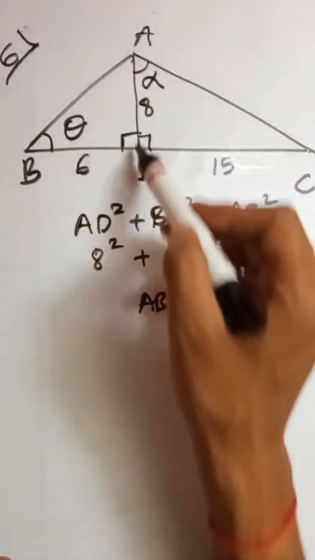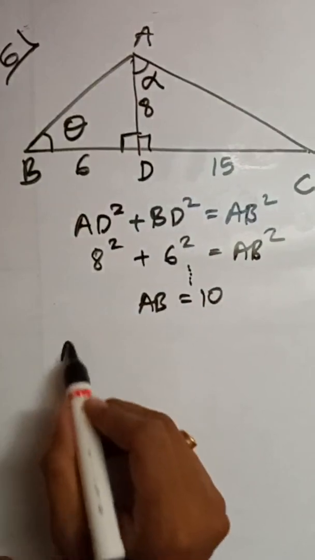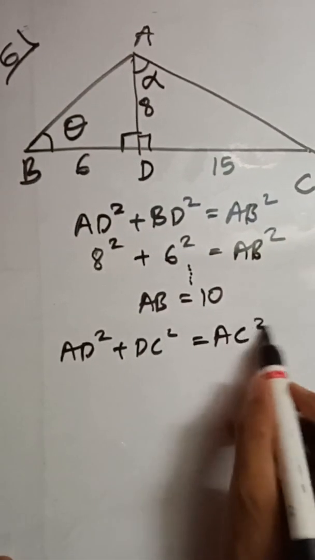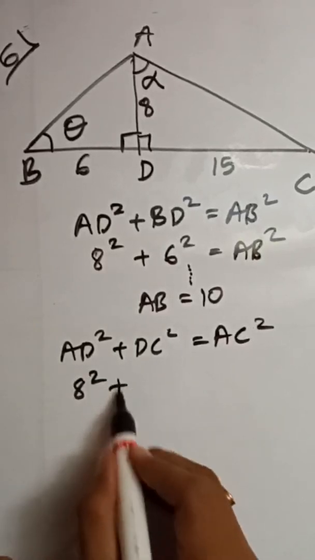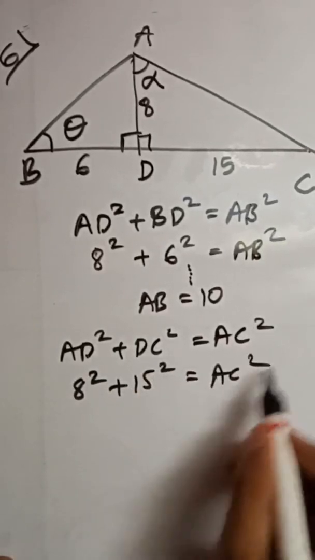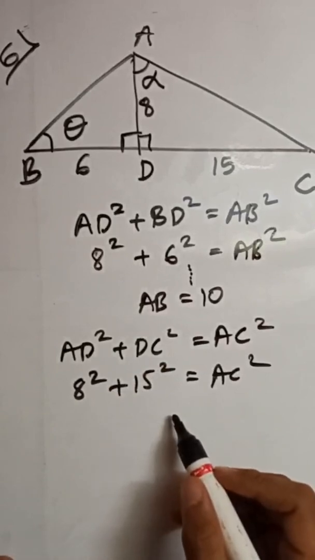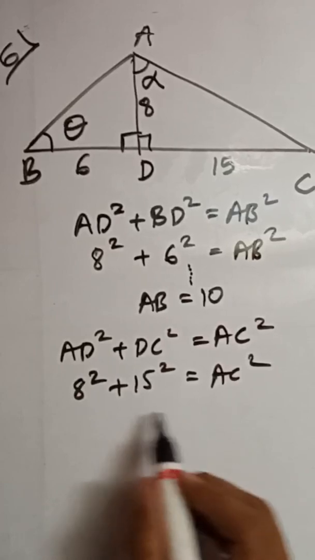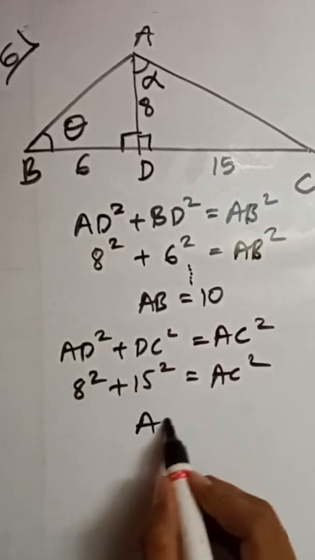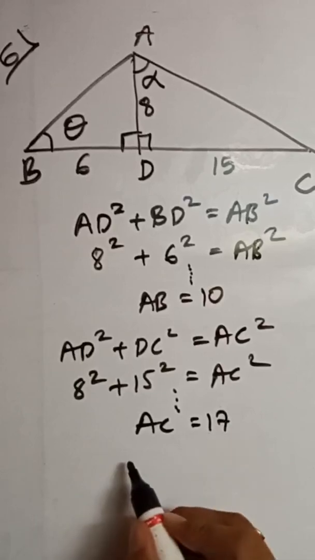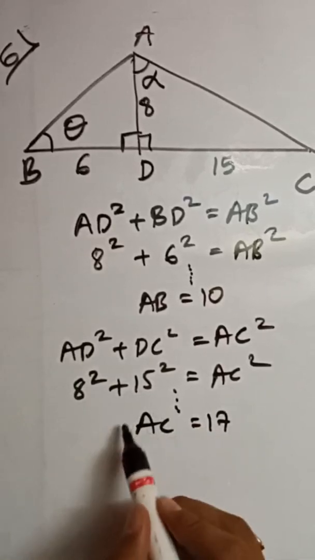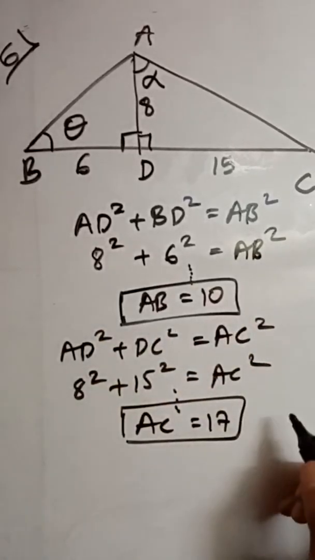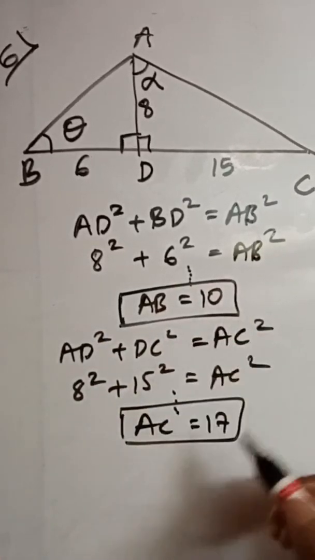Then in this triangle apply Pythagoras. AD square plus DC square equals AC square. So 8 square plus 15 square equals AC square. Solve this. You should get the value of AC as 17. I am deliberately skipping the calculations because you know Pythagoras theorem. Pause the video and find these values.